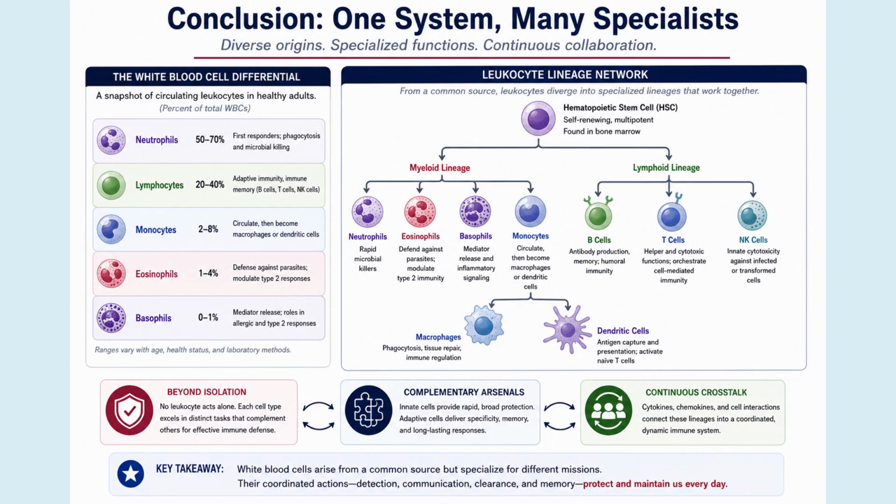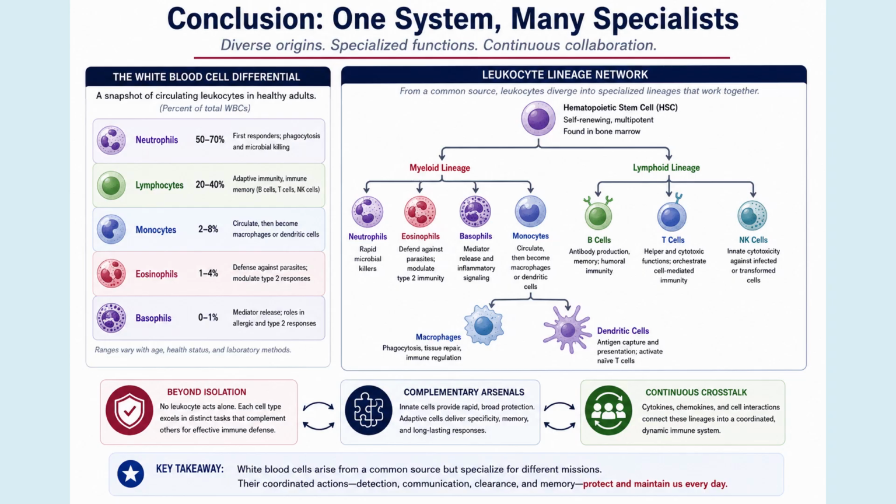A neutrophil doesn't need to become a B cell. A B cell doesn't need to behave like an NK cell. Specialization is the point. The immune system works not because one cell can do everything, but because different cells can do different things extraordinarily well and communicate well with one another while doing them.